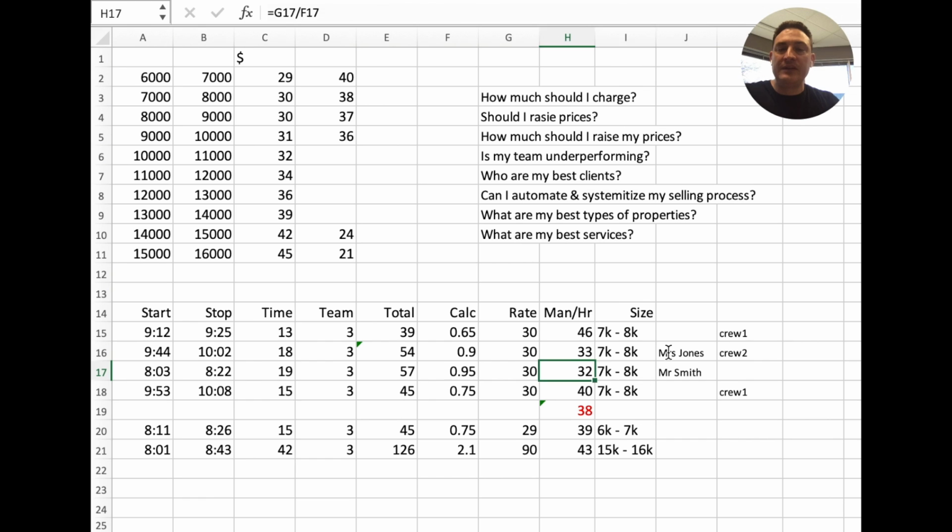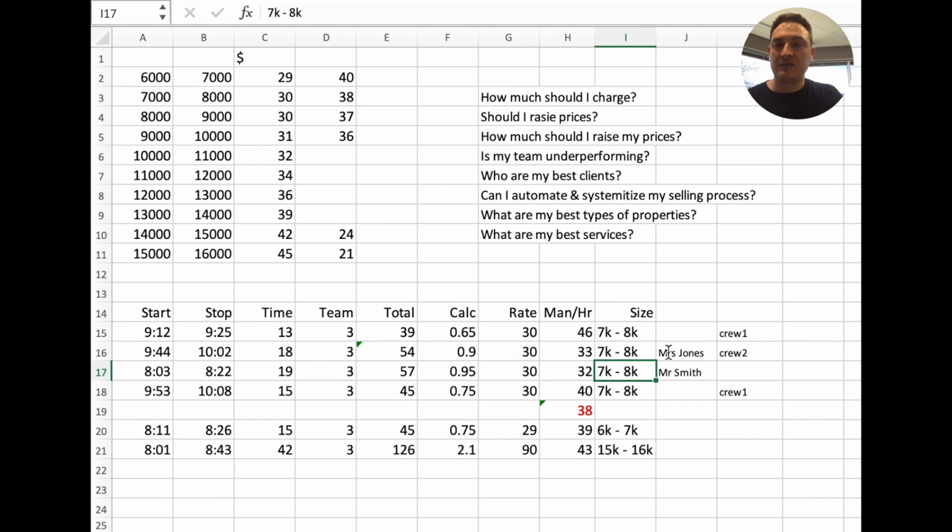Well, maybe this Mr. Smith job has a problem. Like this is a small residential property. Maybe they got a trampoline. Maybe they built a playhouse in the backyard. Maybe they're tearing down the fence right now and installing a new fence. So all of a sudden the job times have dropped.